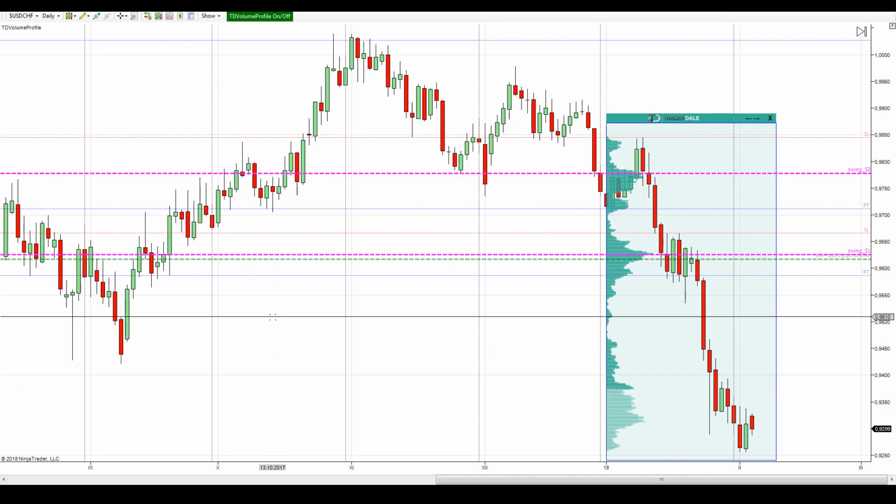Well, let's have a look at the US dollar Swiss franc. There was a long level hit right there.